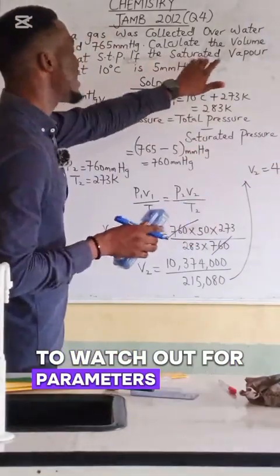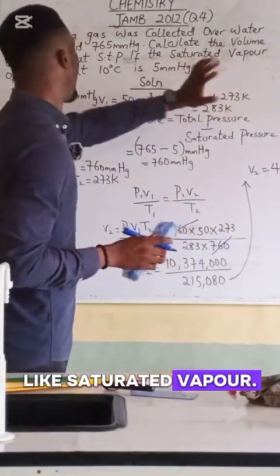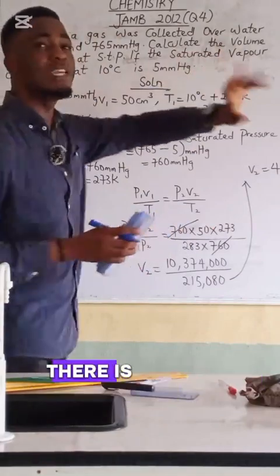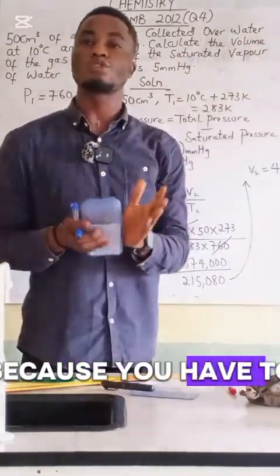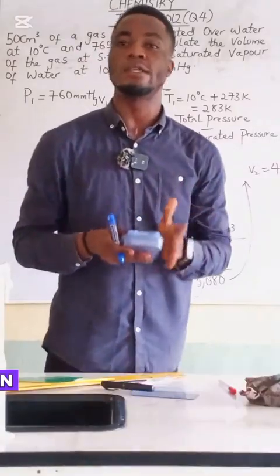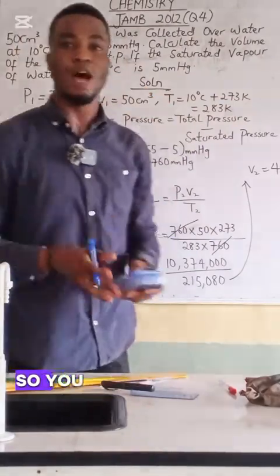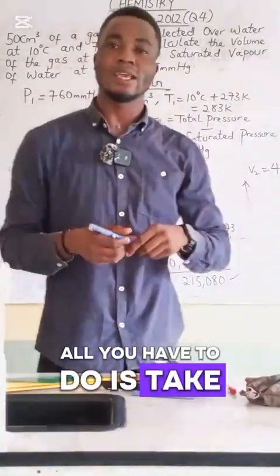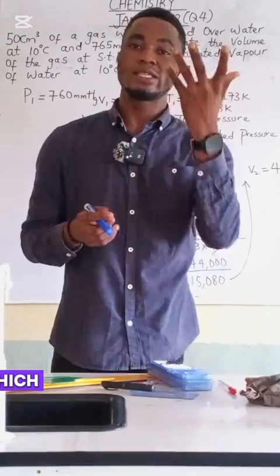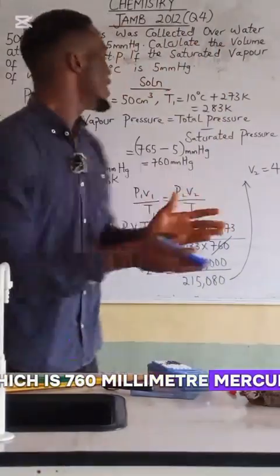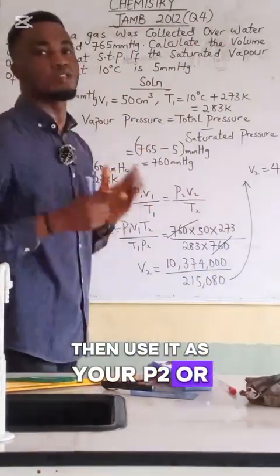We need to watch out for parameters like saturated vapor. When saturated vapor is given, you need to subtract it from your total pressure. And remember, STP has been given, so you have no problem. All you have to do is take the constant, 760 mmHg, and use it as your P2, or second pressure.